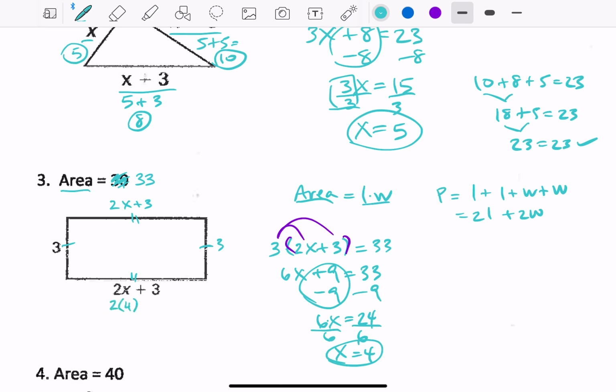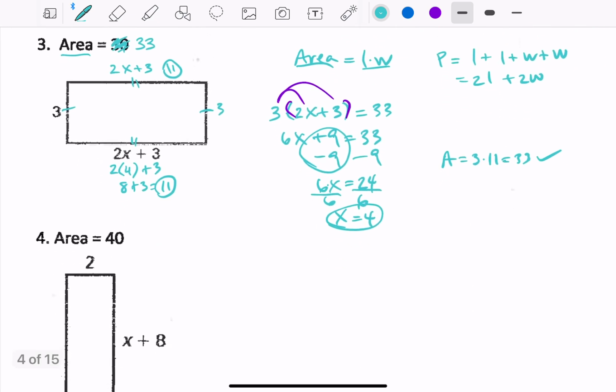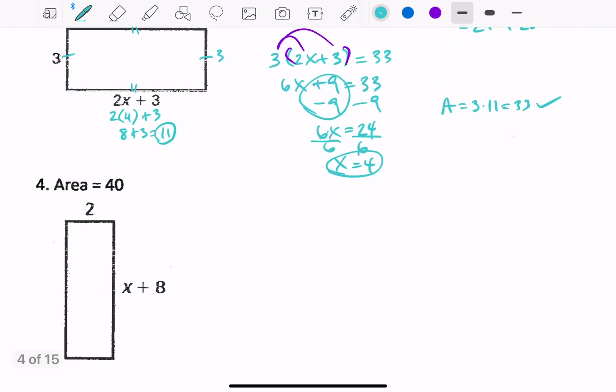So 2 times 4 plus 3 is 8 plus 3 is 11 for that side length, so that means this one is 11. And the other one was given was 3, so that means that my area should be 3 times 11 equals 33, which is correct. Great. So let's look at this last problem.